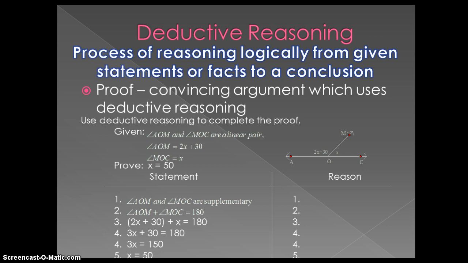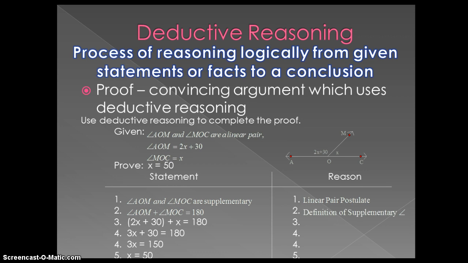So, first one, we're going to state AOM and MOC are supplementary. Well, what allows us to say they're supplementary? Hopefully you thought about the linear pair postulate, which says that if 2 angles are a linear pair, then they're supplementary. So logically, I can conclude these are a linear pair, therefore they're supplementary. Then I'm going to say AOM plus MOC is 180. Well, because I know they're supplementary, I can logically conclude that they're 180 degrees because that's the definition of supplementary angles.